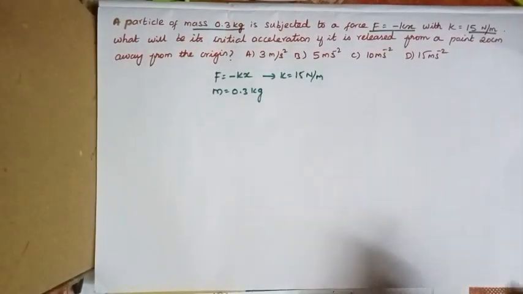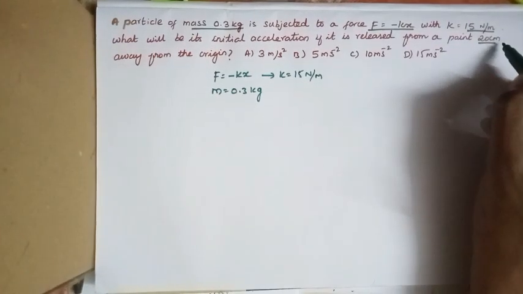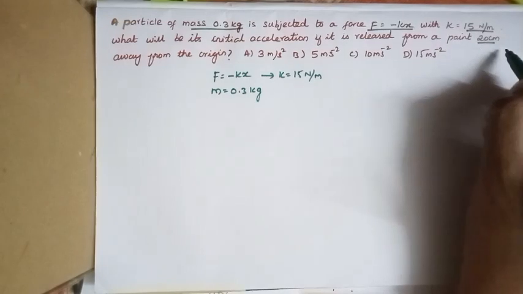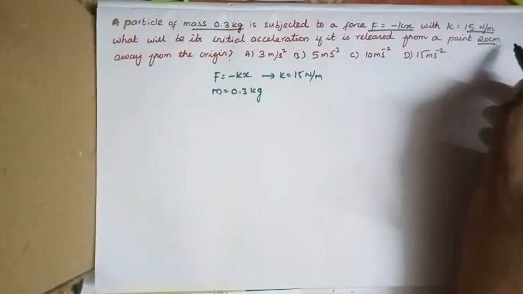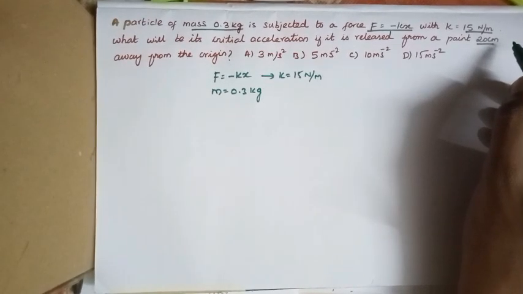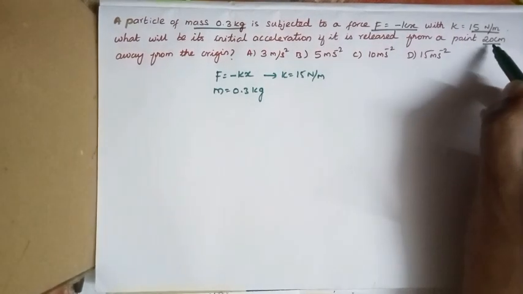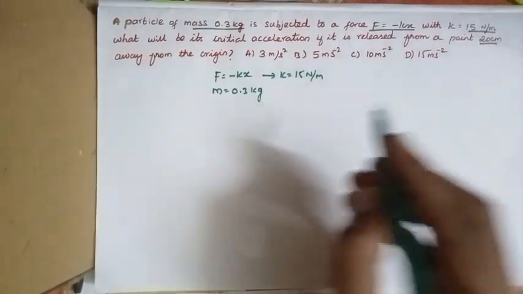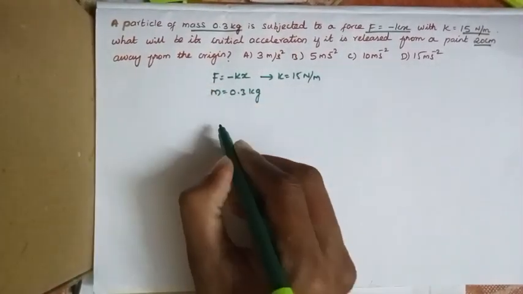Now this mass is released 20 centimeter from the origin, but the direction from the origin is not mentioned, whether it is positive or negative. So I am assuming this value is positive. If you get the answer as a negative value, we can say that our assumption is wrong. So initially we assume the value of x is positive.